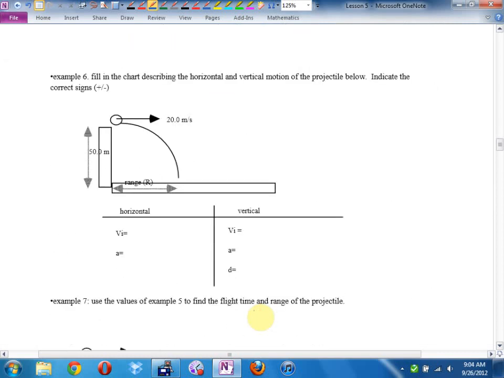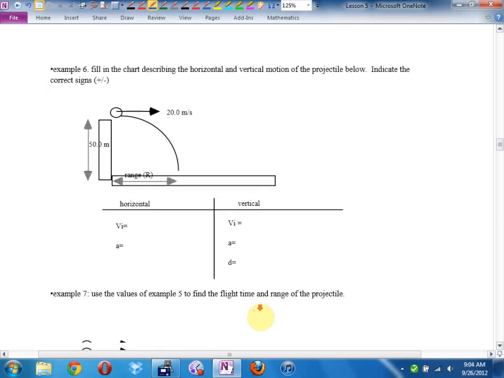All right. Let's start analyzing some of these. It says, fill in the chart describing the horizontal and vertical motion of the projectile below. Indicate correct signs, positive and negative where necessary. So we're launching from a 50-meter high cliff. We're launching dead horizontal. So you did do this last year, I believe. Last year you went at an angle from the ground back to the ground, and horizontally from a cliff. This year what we're going to add is at an angle from a cliff and then going backwards.